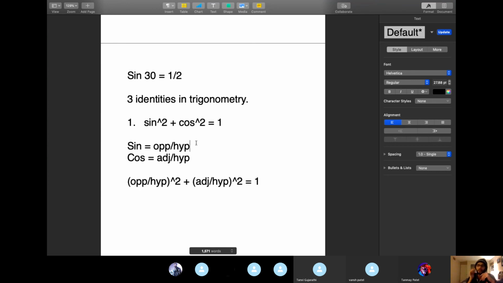Okay, Tanma is asking, sir, is opposite plus adjacent equal to hypotenuse? No, it's not. Can you remember what the Pythagoras theorem is? Is opposite plus adjacent equal to hypotenuse? Or is opposite squared plus adjacent squared equals hypotenuse squared? Yes, that is what the Pythagoras theorem says.